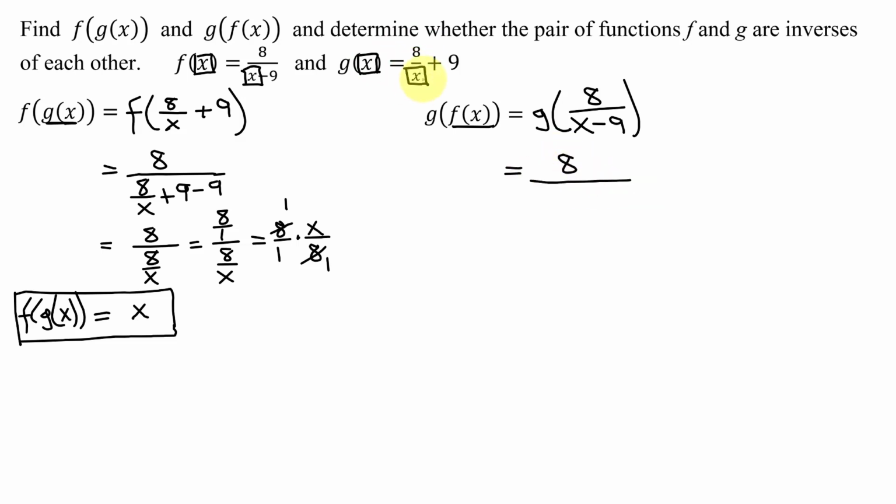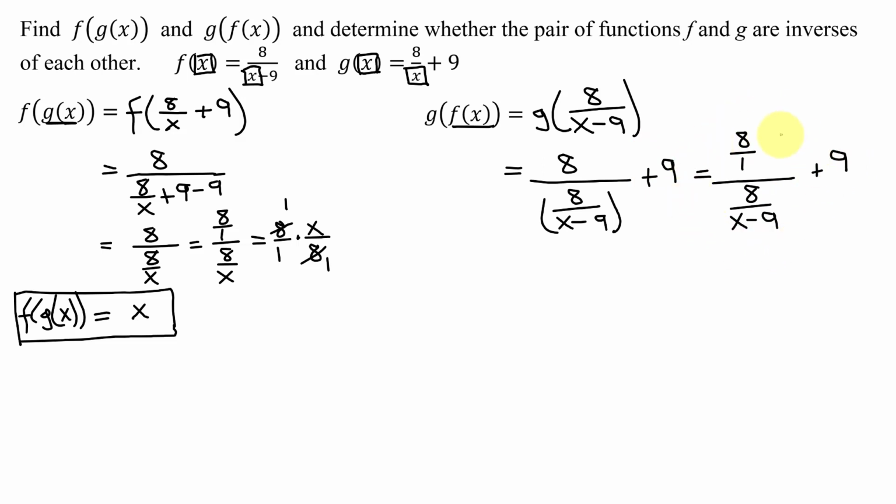divided by, instead of x, I'm going to have this expression of 8 divided by x minus 9, and then plus 9. I need to simplify this first term. Since I have a whole number divided by a fraction, I'm going to make my numerator a fraction, so I'm going to have 8 over 1 divided by my fraction in the denominator of 8 divided by x minus 9, and then don't forget your plus 9.